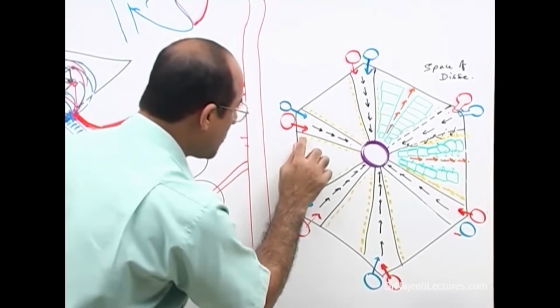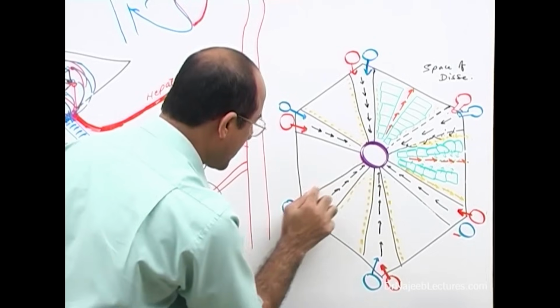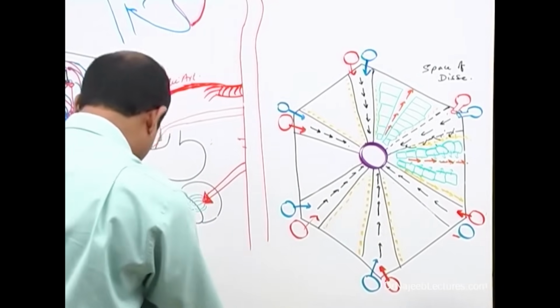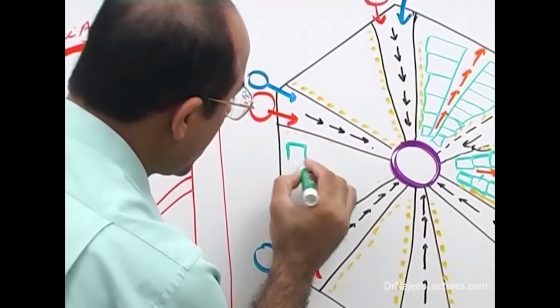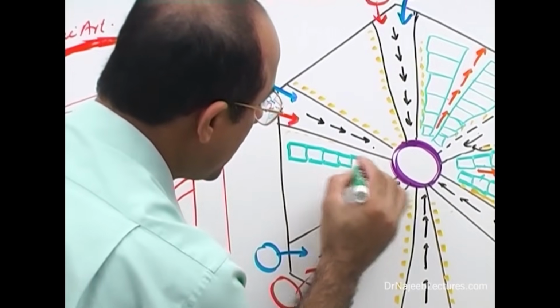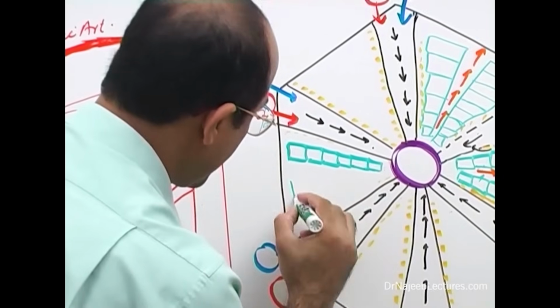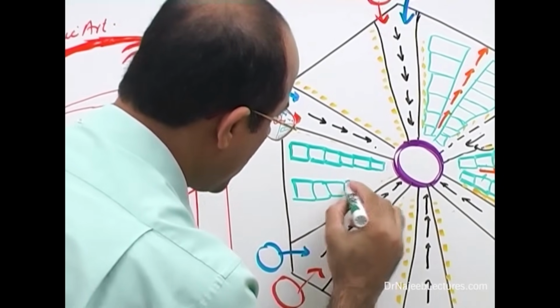So let's deal now with this side. Now you will tell me what is happening to this side. It's your test, what you have learned. I make, here are the hepatocytes. What are these? Plates, right? Fine.